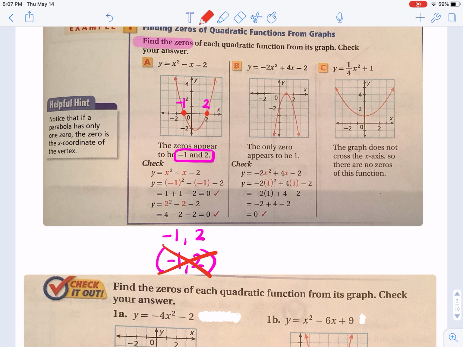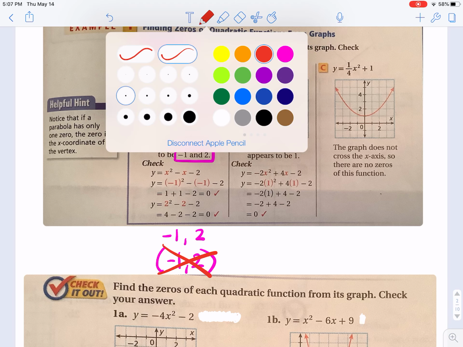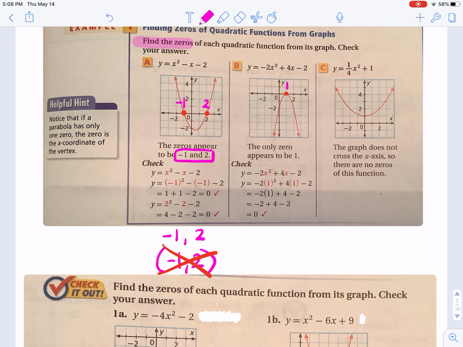Okay, in example number 2, this is an example where it only touches the x-axis in one place, and that coordinate is at +1. So my answer, I would just say 1. For the third example, you can clearly see that there are no zeros. So you would write no zeros. Do not write 0. If you write 0, you're saying that it crosses it right here. It does not cross or touch the x-axis at 0. So you'd be wrong if you said 0. You need to say no zeros or none, N-O-N-E.